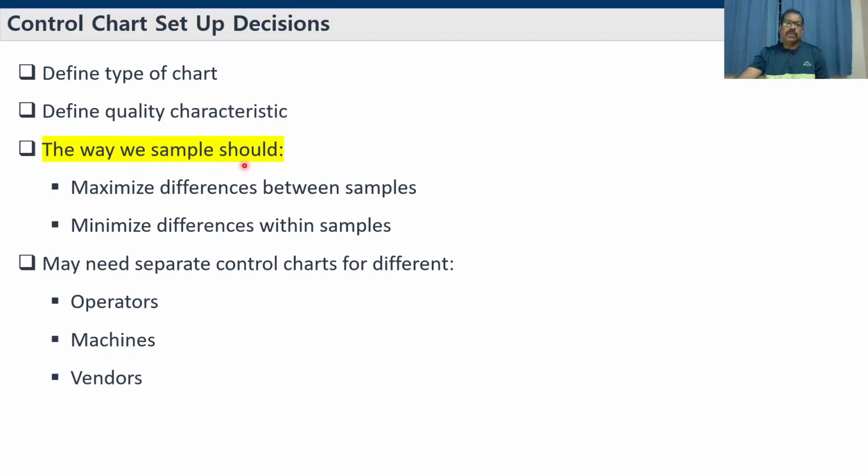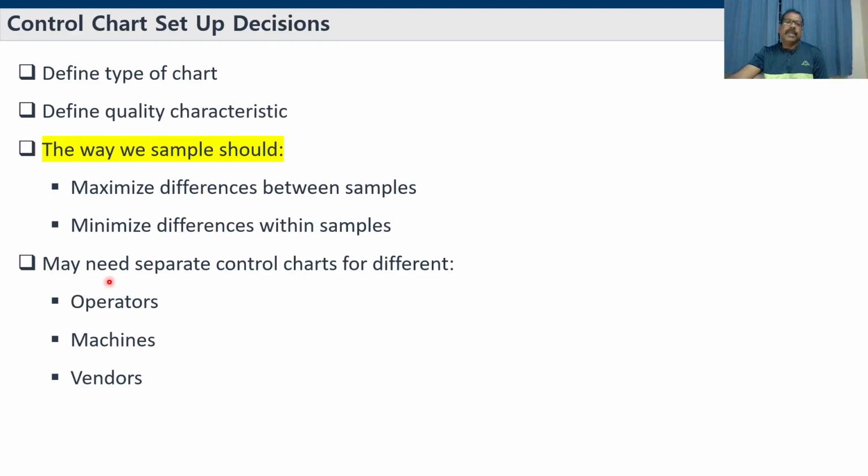Then how we select the sample: the sample should maximize the differences between samples. If you take multiple samples from different units, there should be maximized differences between samples, but within a sample you should have only minimum variation. So between samples you should have maximum difference, and within samples the minimum differences. That should be there in terms of selecting the sample.